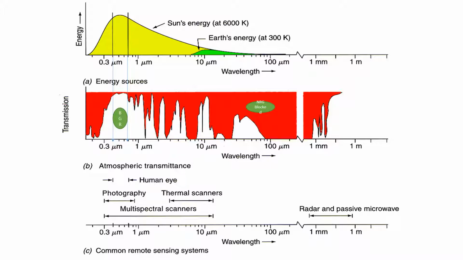This is a diagram that if I were to give you, you should be able to explain. The one on the top shows the sun's energy and the earth's energy. And you can see that the earth's energy is not really anything that we can see, whereas right in the middle of the sun's is where, believe it or not, visible light comes from. The second graph down shows transmission.